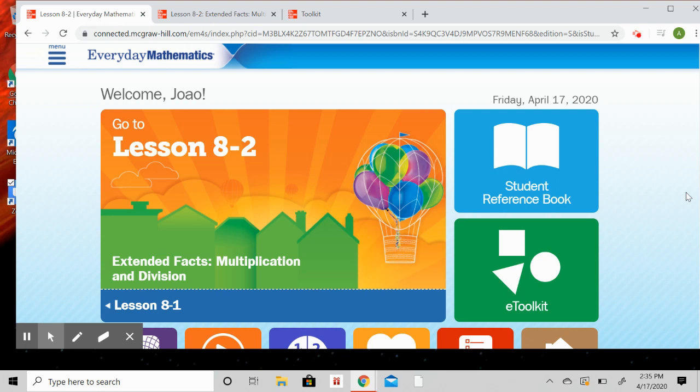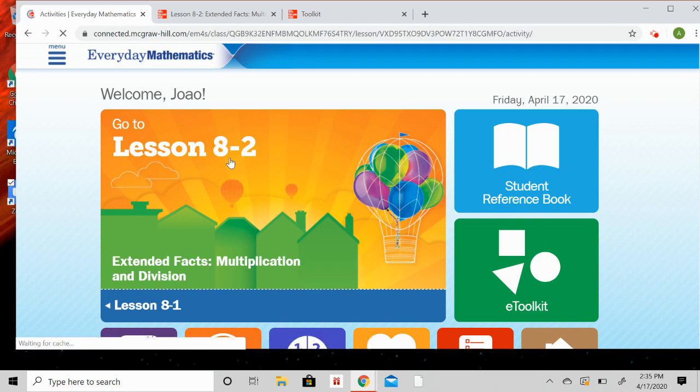Hi, boys and girls. Today we're going to do lesson 8.2, Extended Facts, Multiplication, and Division. This is what your screen should look like. What you're going to do is you're going to click right here.